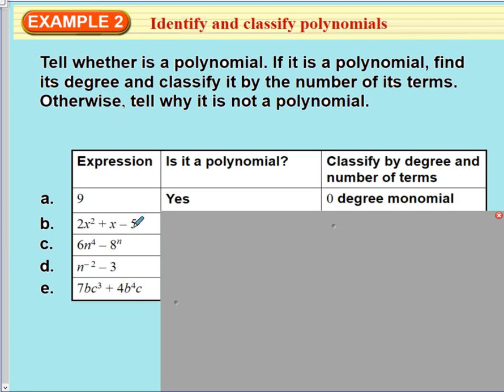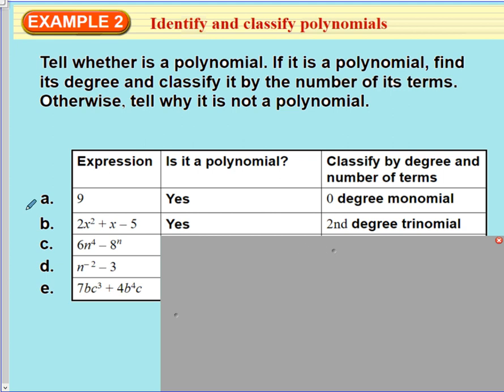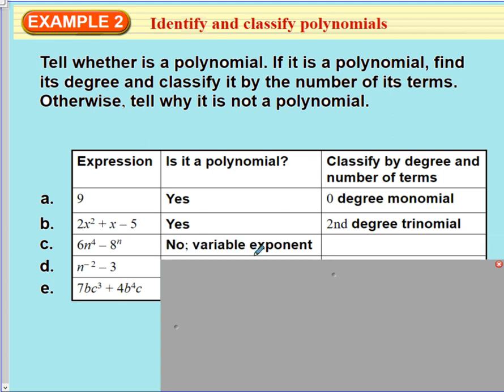2x squared plus x minus 5 is also considered a polynomial. Okay. It has a degree of 2. Okay. And it has 1, 2, 3 terms, so that's why we would call it a trinomial. All right. This next one, we've got 6n to the 4th minus 8n. This is not considered a polynomial. Reason being, I've got this variable as an exponent. Anytime I have a variable, like I said at the very beginning, as an exponent, it doesn't consider it a polynomial.